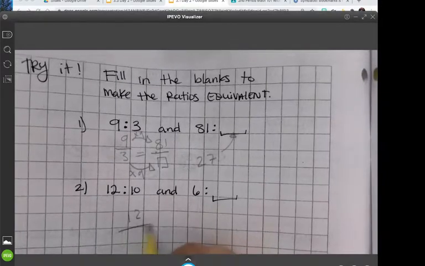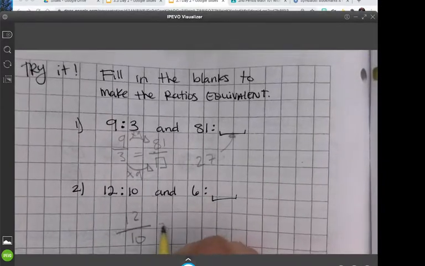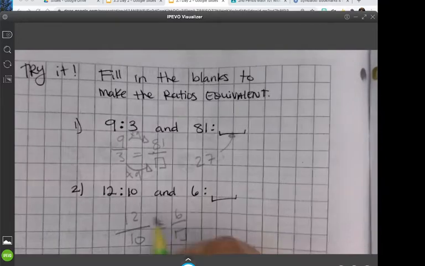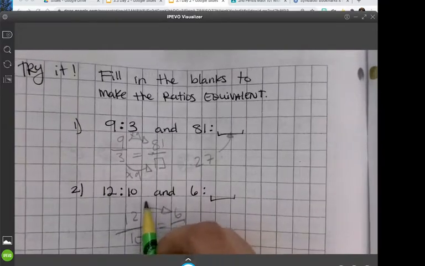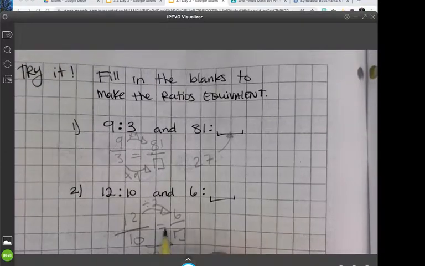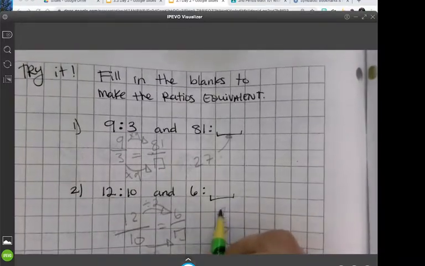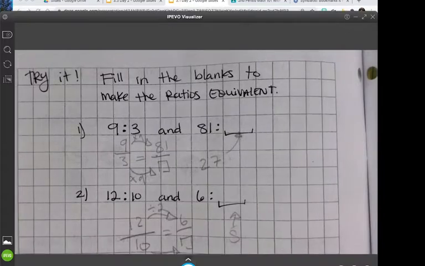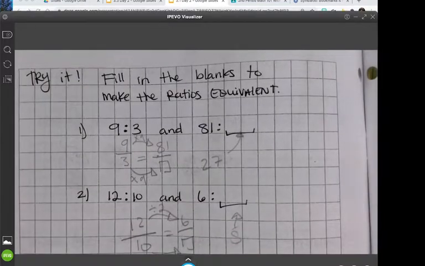If I had 12 to 10 equals 6 to blank. 12 divided by 2 is 6. So 10 divided by 2 is 5. As you can see, your only options are multiply and divide. So those are the only two you should be using, multiply and divide.